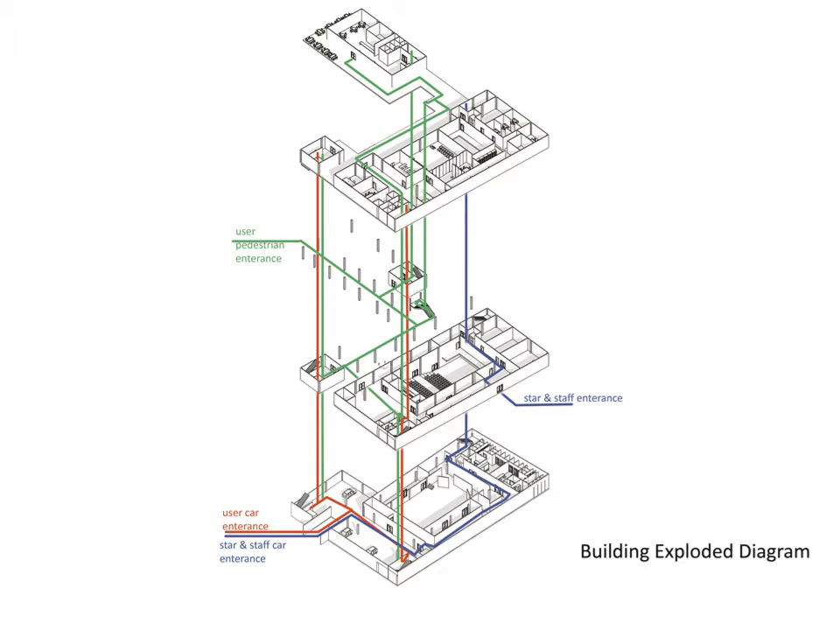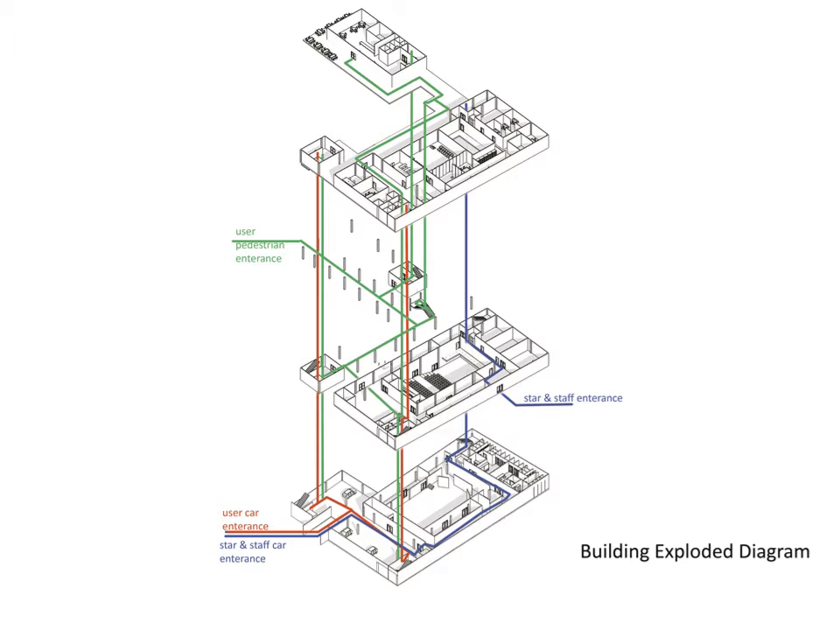So this is my building exploded diagram. So in here, we can see that I have different types of entrances and different types of circulations. So the first is the user pedestrian entrance, which is, the user enters the site area under this platform. So this is my dominant axis. And then the user can reach the cafeteria area, and then they can reach my main mass.